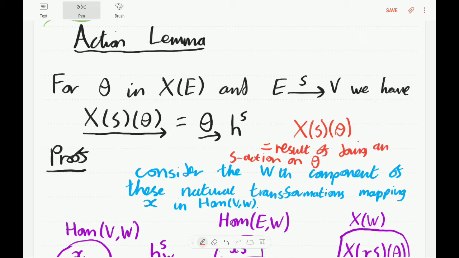So if we have a bouquet, it has a load of loops. If we're thinking of a particular loop, theta, that would be an element of X of E. And if we want to find out what the vertex of that loop is, we'd be doing X of S on that theta. That's an element-centric way of looking at things, but there's also this Yoneda-based, arrow-centric way of looking at things, and that's what the action lemma tells us about. That's one thing, this action lemma.